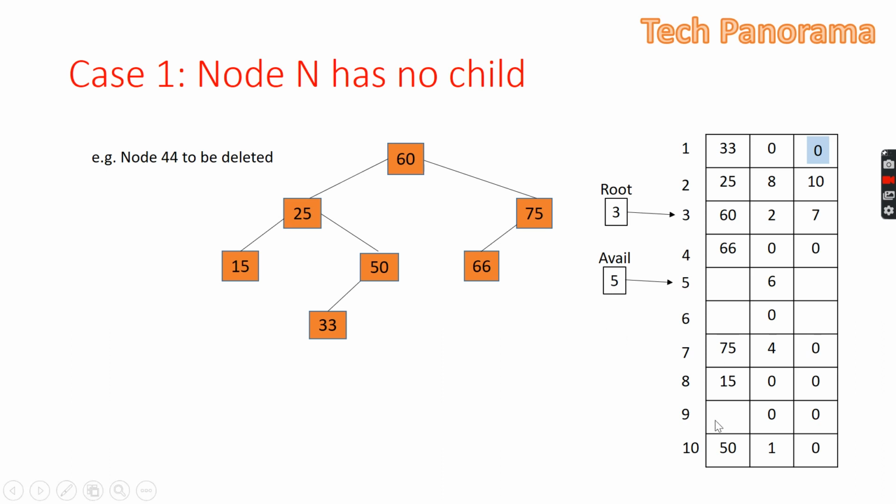So when we add this node to the avail list, there will be changes. Now the left of the node that we have deleted will be avail's first, and avail now will point to the node that we have deleted. So these steps are used to perform the deletion operation of a node that has no child.